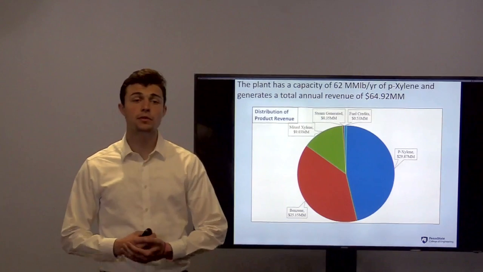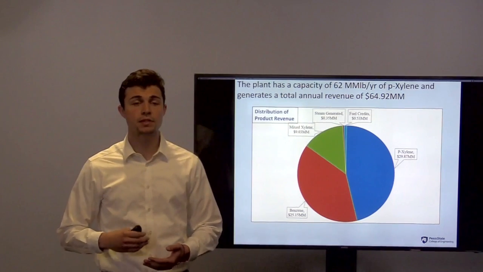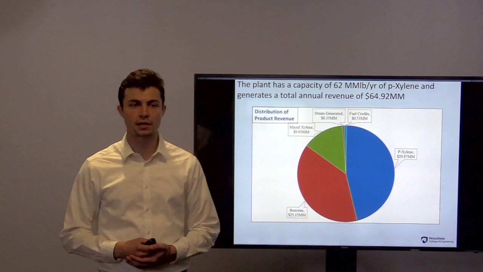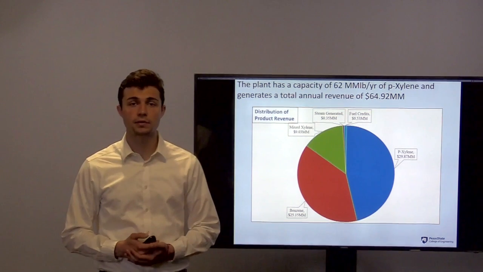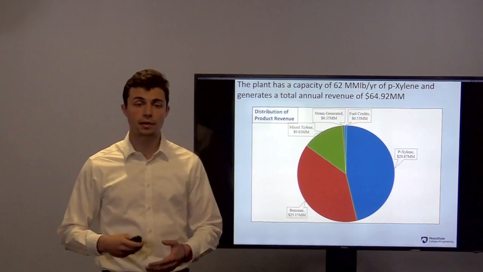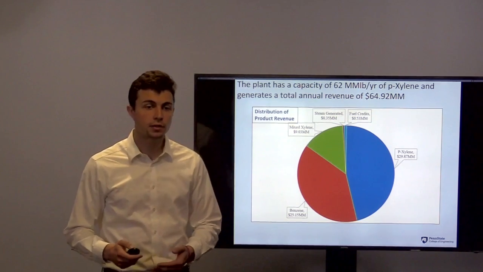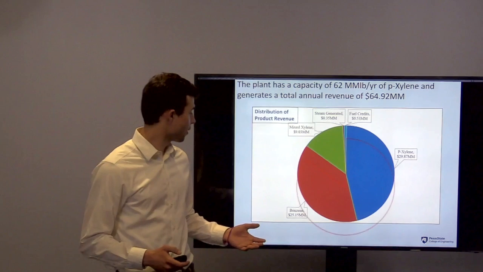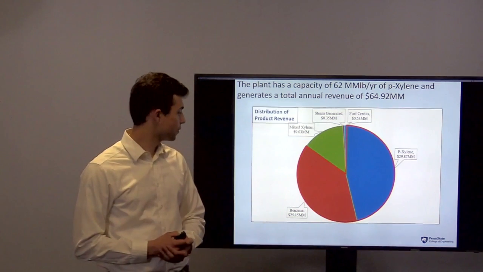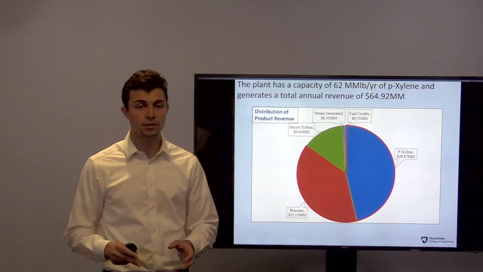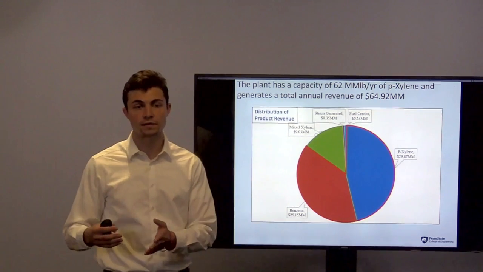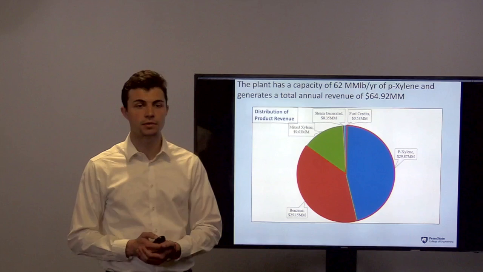Thanks, Mike. Right, so our plant currently has the capacity to produce 62 million pounds of paraxylene annually and generates a total annual revenue of $64.92 million a year. And let me break down that revenue for you right here. So we have over here 85% of that revenue is generated by the sale of benzene and paraxylene. And of that 85%, these two make up pretty much 50-50, right? They're split evenly.